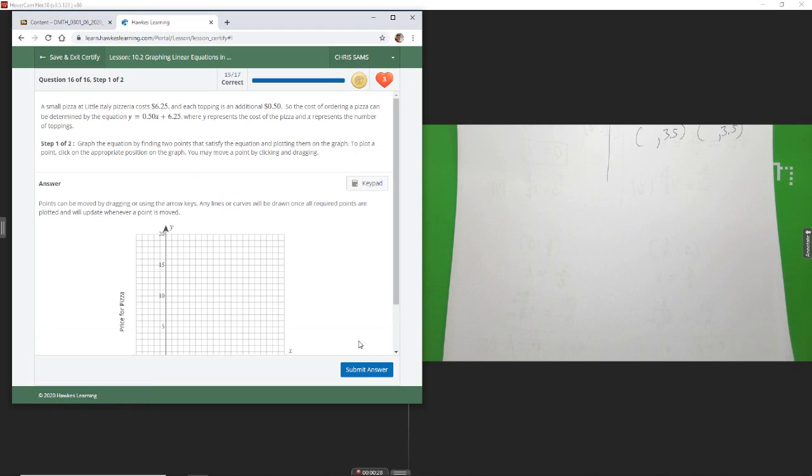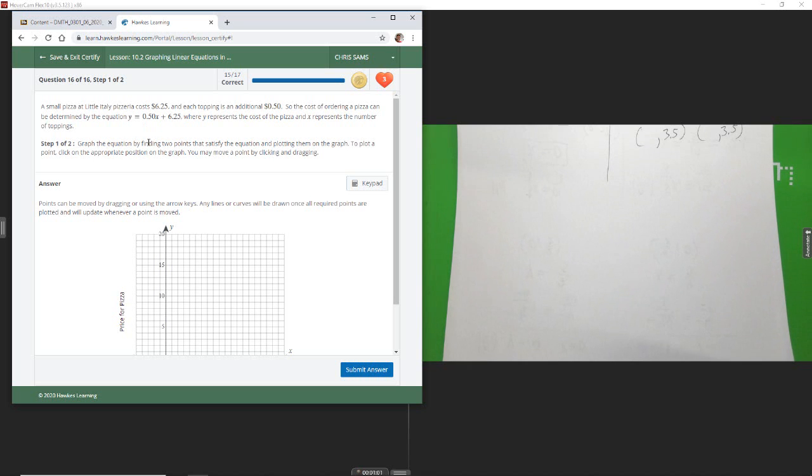And then 16, we have an application problem. So it says a small pizza at Little Italy Pizzeria costs $6.25. Each additional topping is 50 cents. So the cost of ordering a pizza can be determined by the equation y equals 50 cents times x plus $6.25. Y represents the cost of the pizza. X represents the number of toppings.